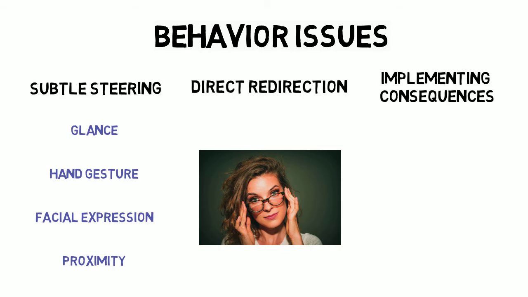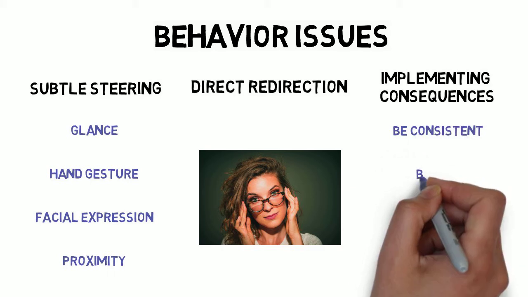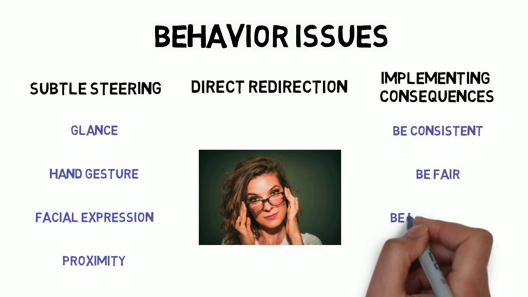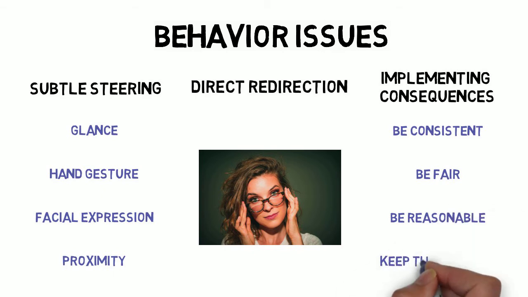Alright, there'll be times when subtle steering and even direct redirection fail to give you the behavior you desire, and your only course of action needs to be implementing consequences. It's important to remember, whenever you're giving consequences for behavior, you should have 4 criteria that you need to follow. Be consistent, be fair, be reasonable, and keep the end goal in mind. We'll talk more about how to implement consequences as a supply teacher in another video.